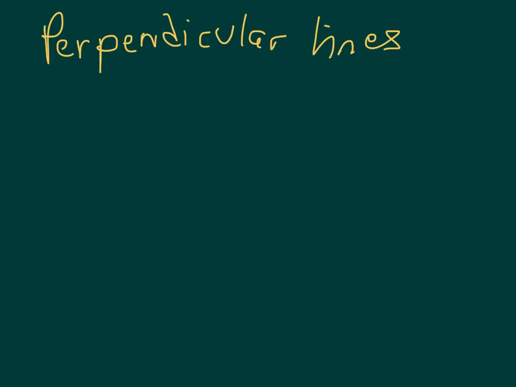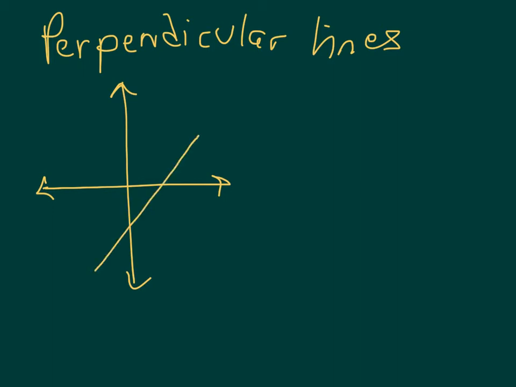Perpendicular lines are formed when two lines intersect. Let's say this is my first line. They intersect at a 90-degree angle. So let's say that's my second line. This is a 90-degree angle. Okay, so that's what perpendicular lines are.